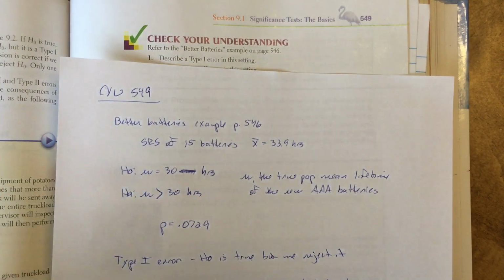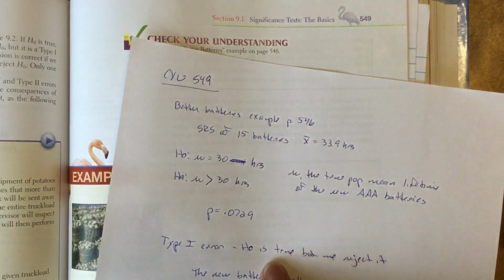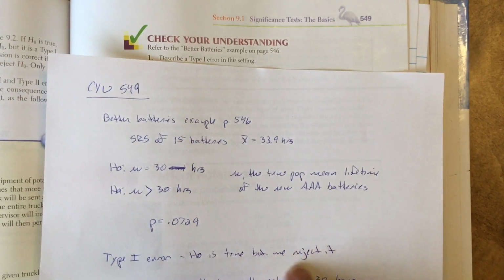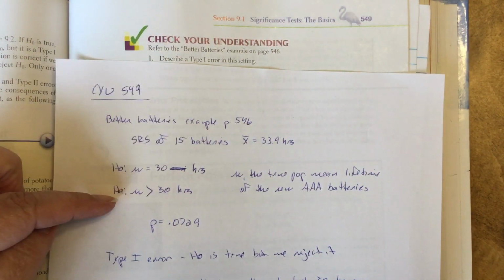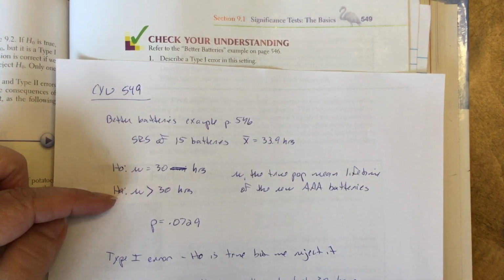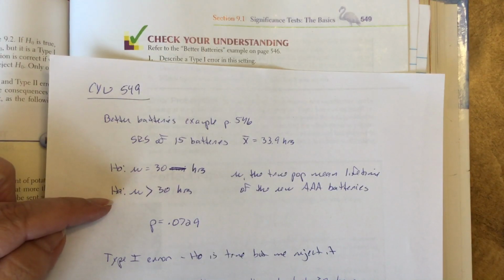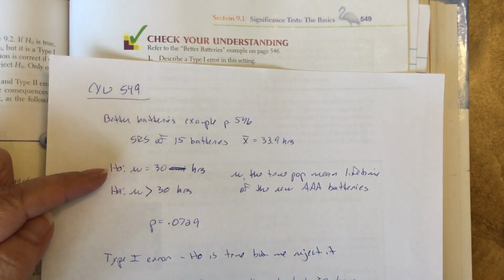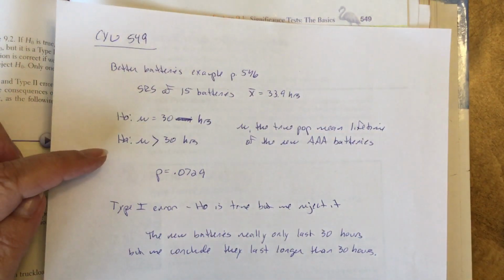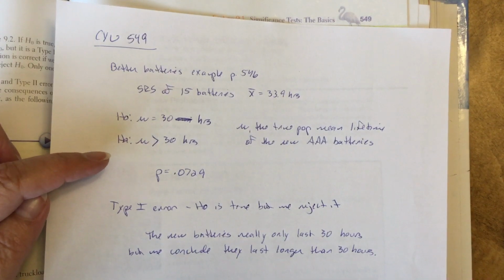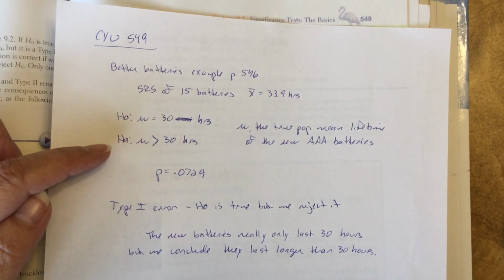A type 1 error is when the H0 is true, but we reject it. So the H0 would be true, but we would reject it, okay? So we would think the batteries lasted longer than 30 hours, when in fact they only lasted 30 hours, okay? So I wrote that down. Some consequences might be, I spend more money from a consumer standpoint. I'm going to spend more money on these batteries because I think they last longer than 30 hours when they actually don't. So I'm wasting my money.